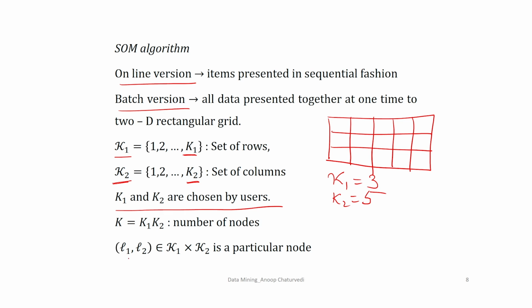Now, suppose (L1, L2) belongs to K1 cross K2 and this is a particular node. This node is in the second row, so L1 is equal to 2. And in the second column also, so L2 is also 2.